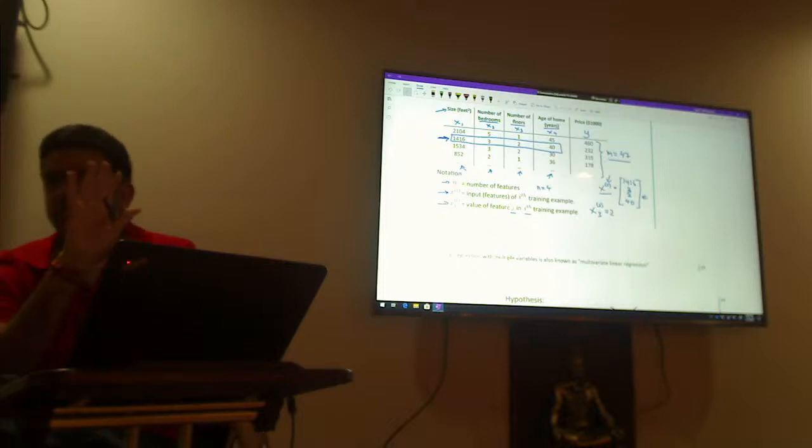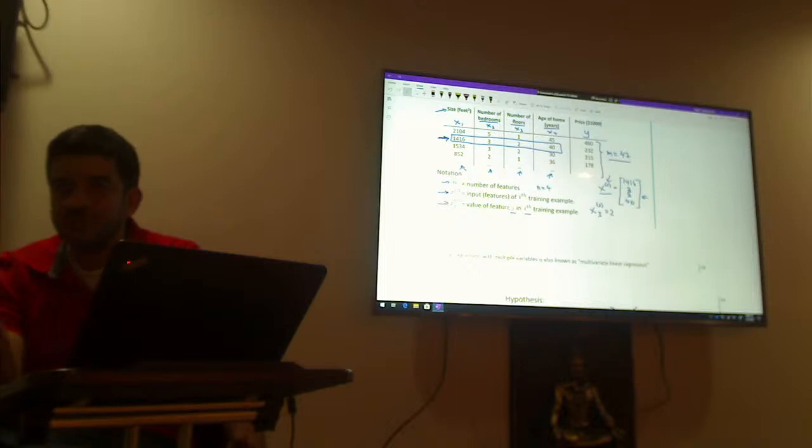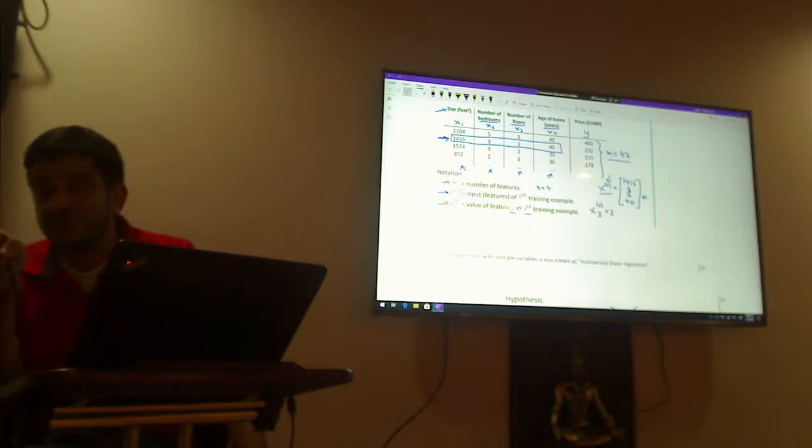Let's start with that. Your vector was your number of features, right? Forget all the vectors. So there are n features. If there are n features, how many x's will be there? N x's: x1, x2, x3, x4, x5, and so on up to xn. And how many parameters will be there? N plus 1.